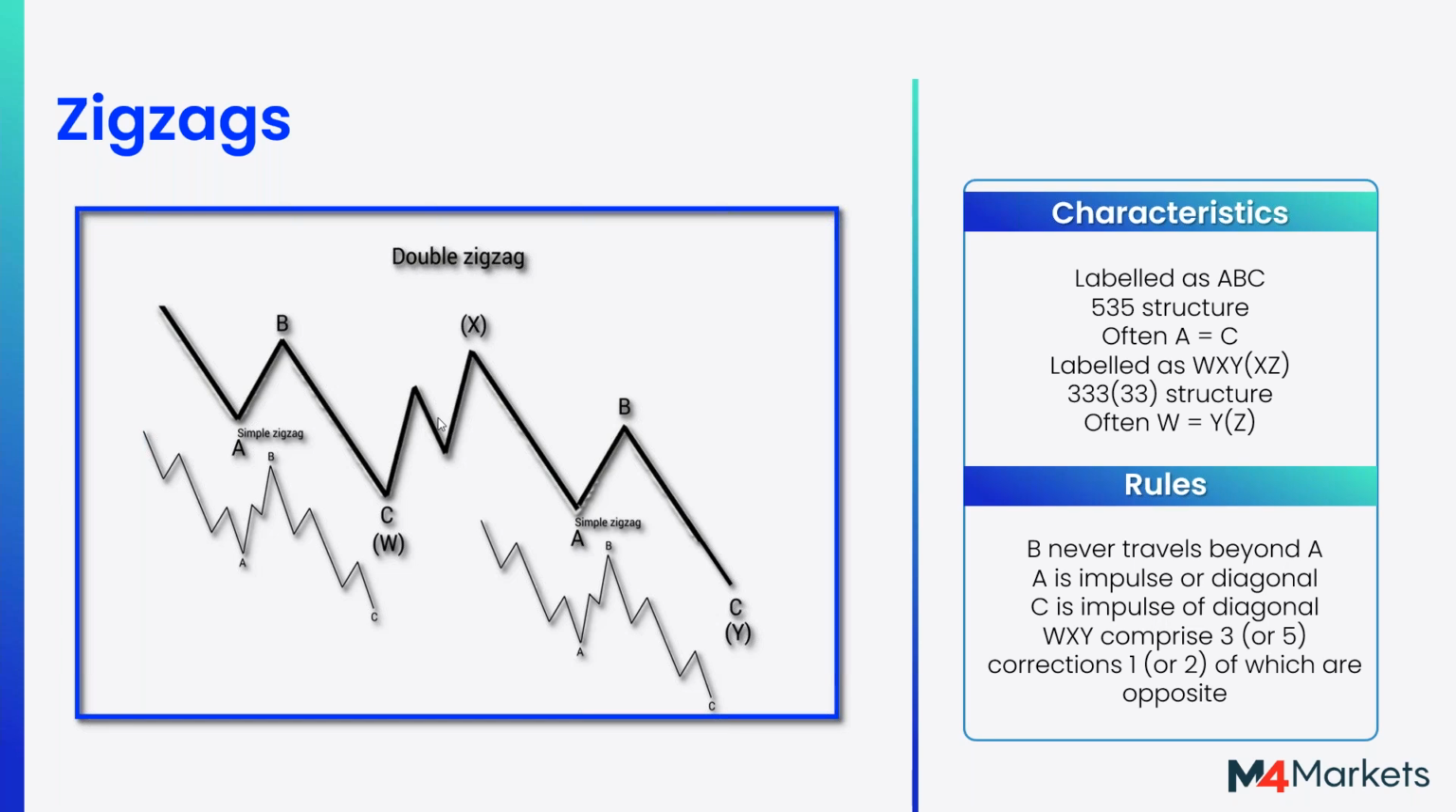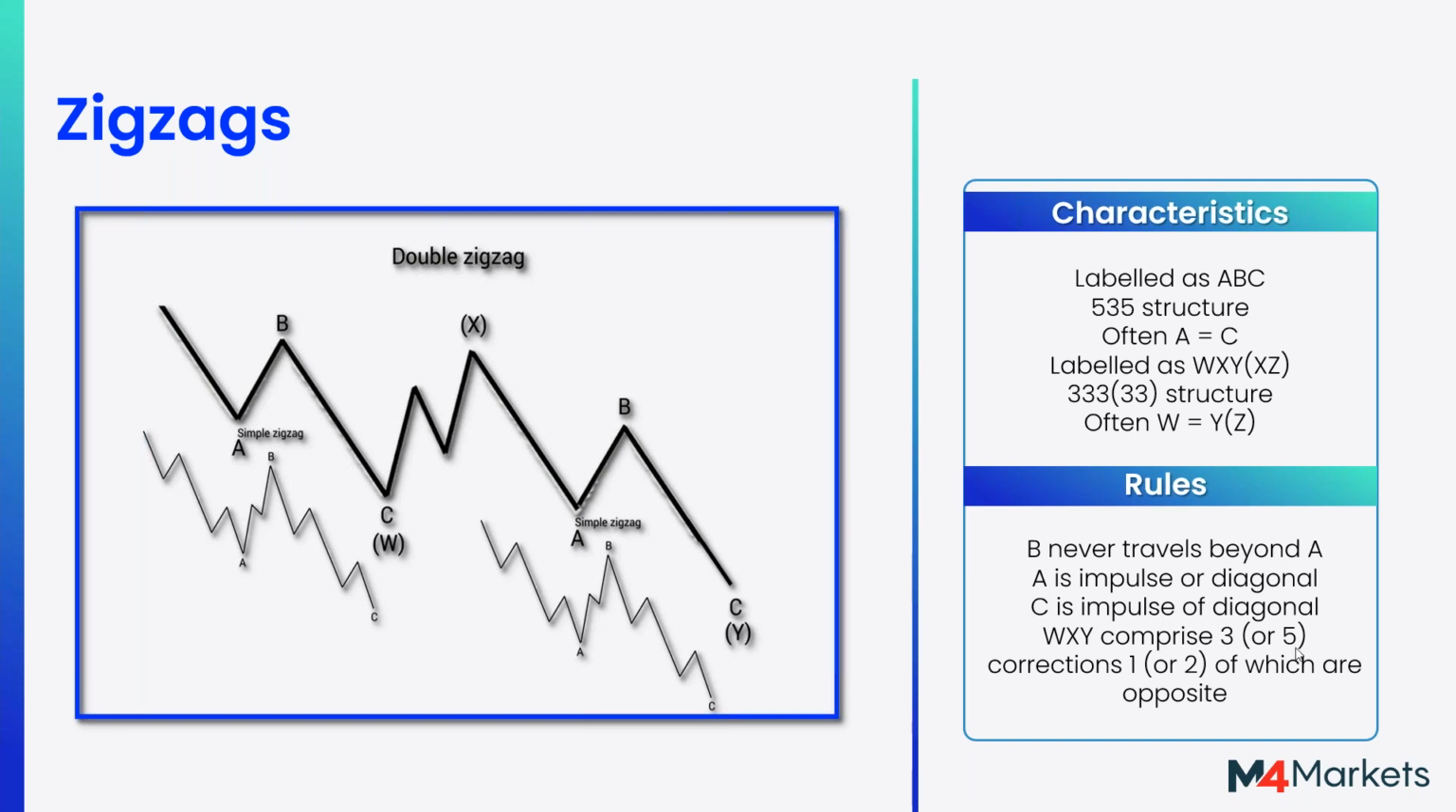Now, typically, waves A and C in zigzags are equal. That makes W and Y also the same. But here's one important thing with ABCs. Wave B never goes beyond wave A. Never. A is always an impulse or diagonal. C is always an impulse or diagonal. It cannot be anything else. That's why it's a simple zigzag.